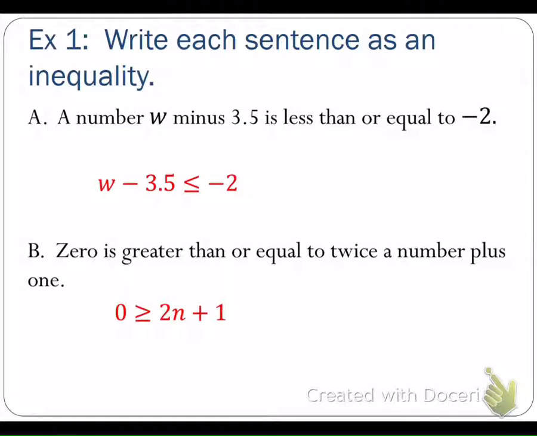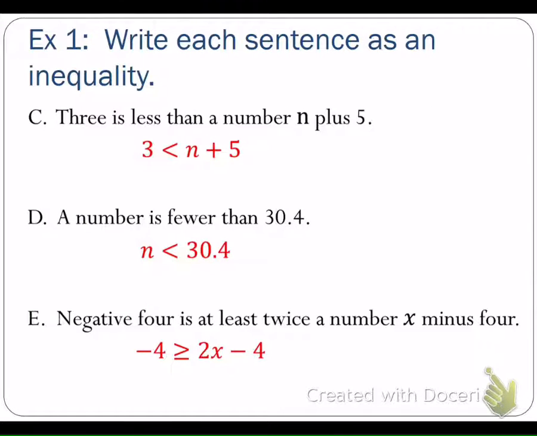Here's number 1. I'm not sure why the answer's already popped up there, but we'll just roll with it. So A says a number W minus 3.5, here's the key word here, is less than or equal to. So this whole thing between this number and this number gives us this symbol. And then -2. Pretty simple, right? Part B says 0 is greater than or equal to, so that gives us this symbol. Twice a number, so 2 times the n plus the 1.